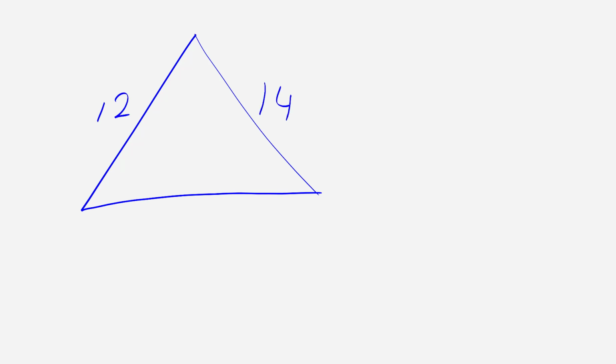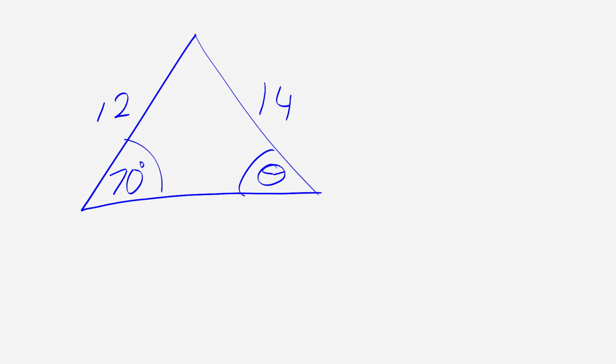What about solving for an angle? You can also use the sine rule to solve for an angle. So let's call this side 12. Let's call this side 14. Let's call this angle here 70 degrees. And let's call this angle here theta. We don't know what it is, so we just call it theta.